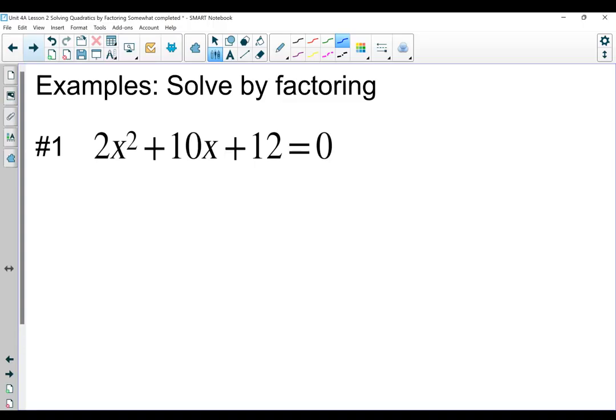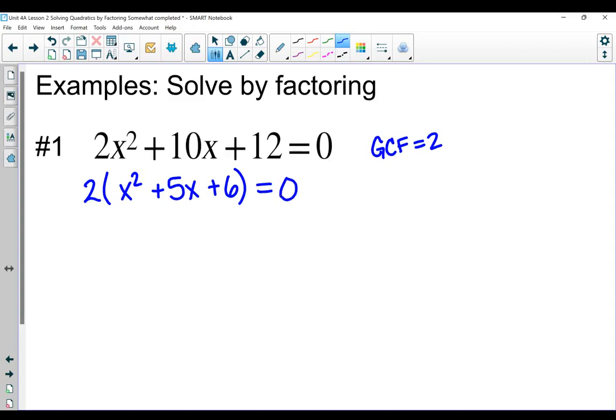Here's example 1. It's already set equal to 0, so we don't have to do any work there. Our GCF is 2, so we will start by factoring a 2 out front and rewriting our equation in this way. After rewriting the equation with the GCF factored out, I notice that A is equal to 1, which is exciting because that means I can use our shortcut and only look for factors that multiply to 6 and add to 5. The factors that do that are positive 3 and positive 2.